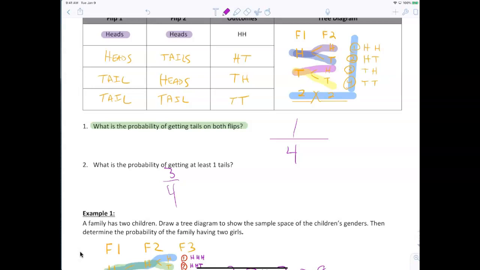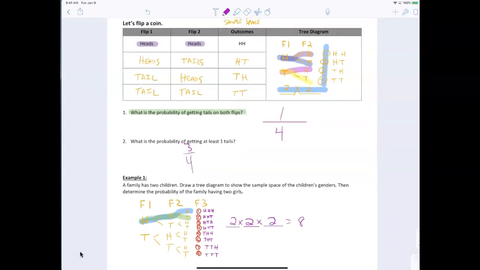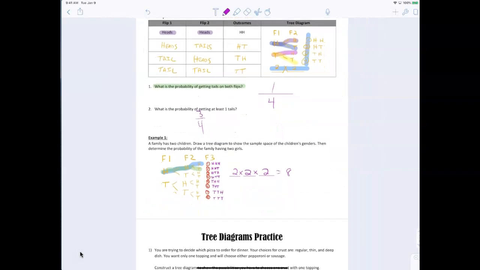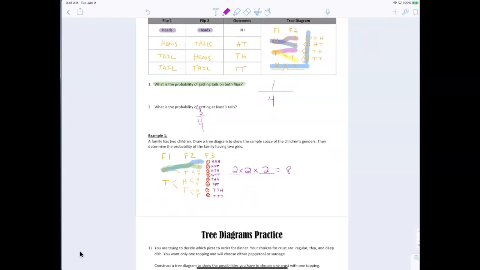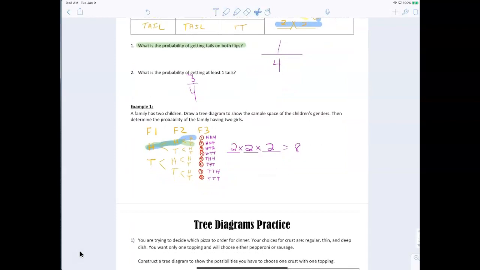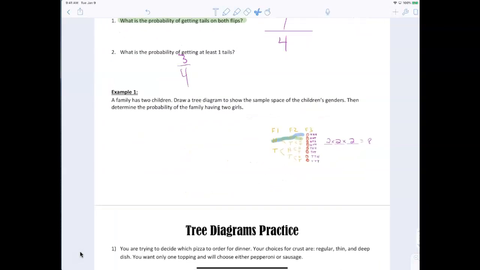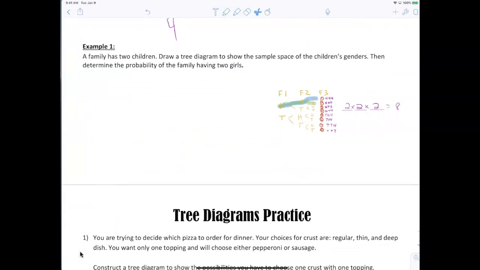45. All right. Now, let's take a look quickly at example 1. I know I kind of made you write in there, but I'm just going to circle mine. And we're going to talk about that real quick. So it says, a family has 2 children. Draw a tree diagram to show the sample space of the children's genders, then determine the probability of a family having 2 girls. Is there really any difference between the genders and flipping a coin? No.